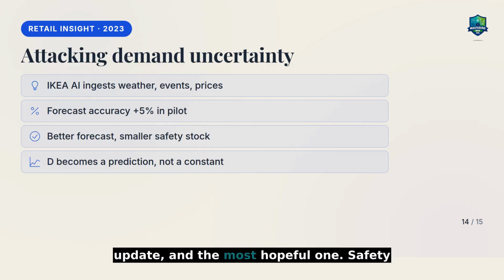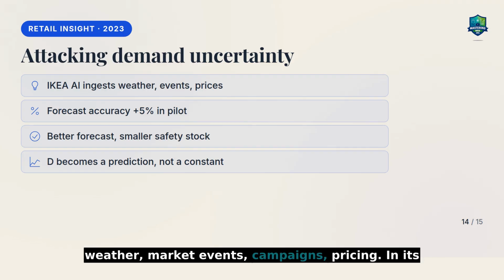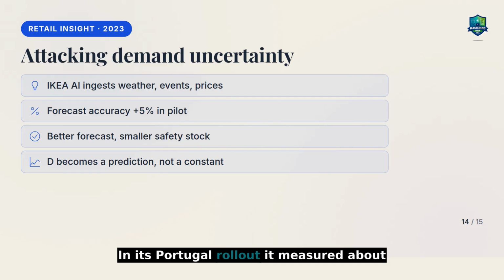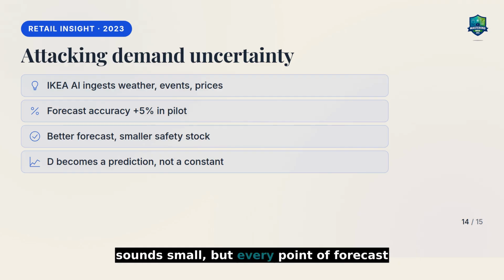Last update, and the most hopeful one. Safety stock exists because demand is uncertain. IKEA spent 3 years building an AI demand sensing tool that ingests short term signals: local weather, market events, campaigns, pricing. In its Portugal rollout, it measured about a 5% improvement in forecast accuracy. 5% sounds small, but every point of forecast accuracy lets you carry less buffer for the same protection. The D in the formula is becoming a live prediction instead of an annual constant.